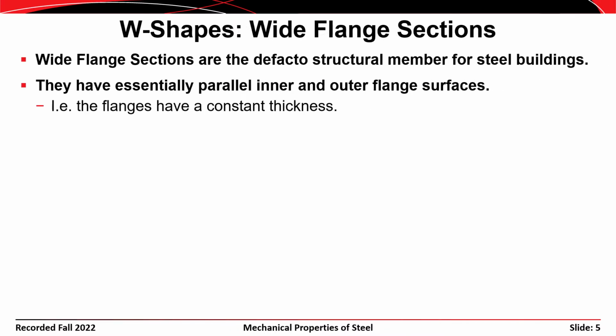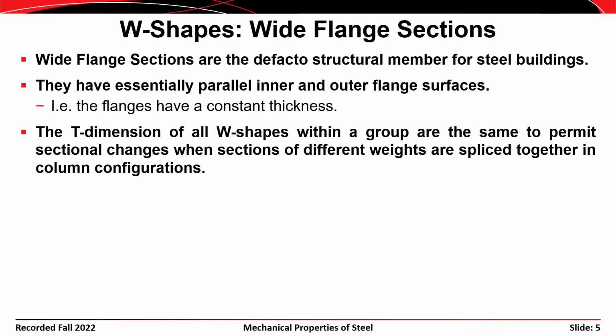Okay, wide flange shapes are the de facto structural members for steel buildings. So they're the shapes that are used most often. And they have essentially parallel inner and outer flange surfaces. So the flanges have a constant thickness over the width of the flange.